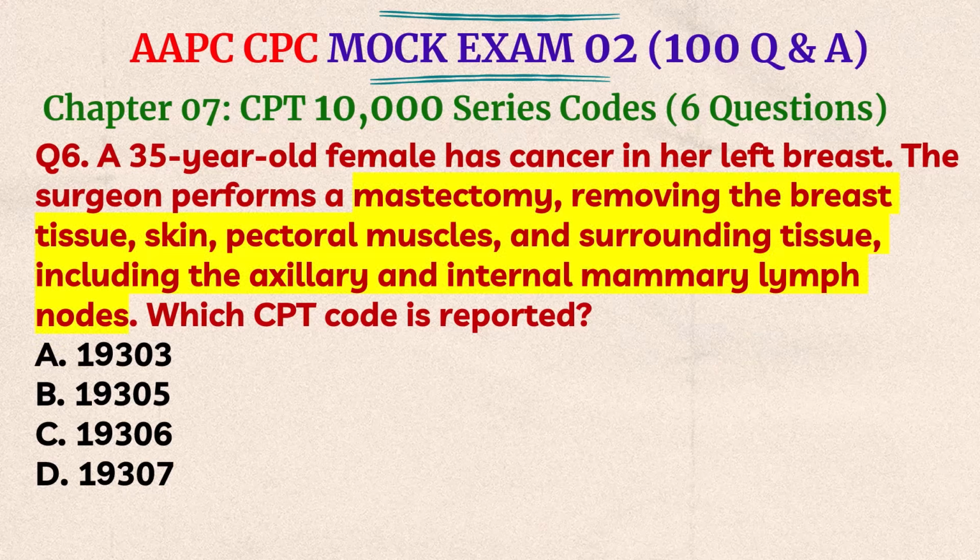So here you have to highlight this is mastectomy and removing the breast tissue, skin, pectoral muscles and surrounding tissue, including the axillary and internal mammary lymph node. When it comes to the mastectomy, there are several types available. For example, simple, modified, radical. So there are several types depending on the tissue layers removed. So you have to be careful when you go for the answer. When you look at the answer, all answers are very adjacent, 303, 5, 6 and 7. So you can use the elimination method easily to save your time.